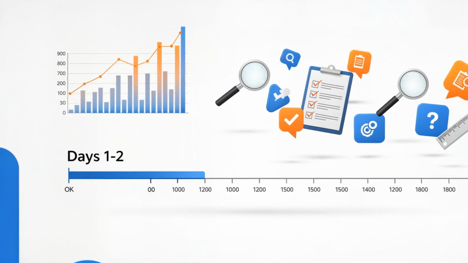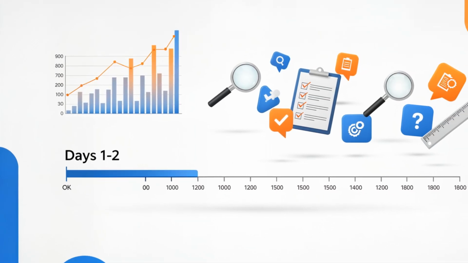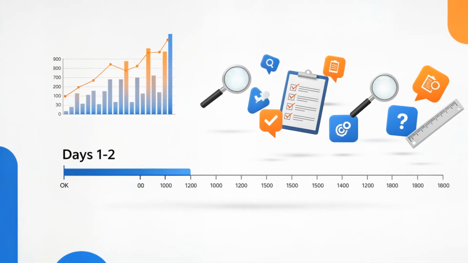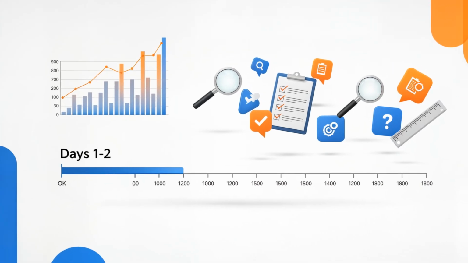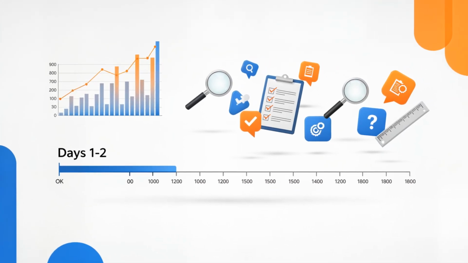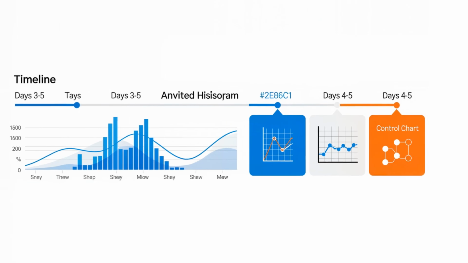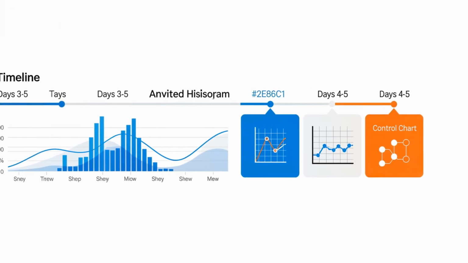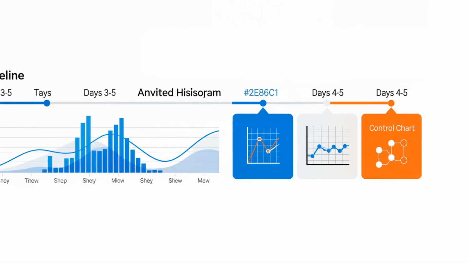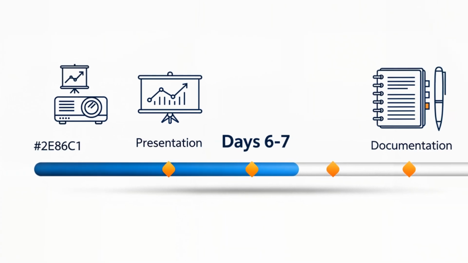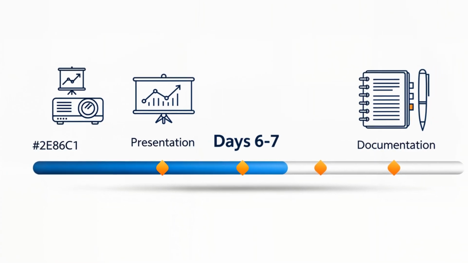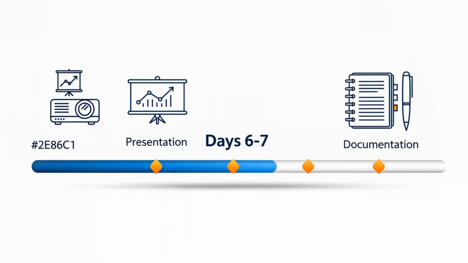How does this all come together in the real world? Let's walk through a typical timeline for continuous data analysis. Day 1, 2. Define your variable and collect data. Day 3. Plot your histogram and calculate those important statistics. Days 4, 5. Apply your control charts or regression analysis. Day 6. Interpret your results and summarize. Day 7. Present and document your findings. It's a journey from raw data to actionable insights.